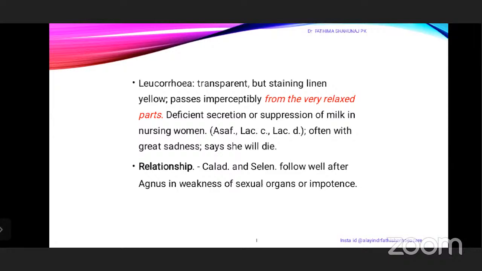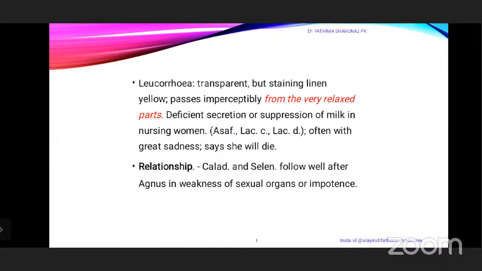And this symptom is often with great sadness that she will die. So in case of Asafoetida, there will be deficient milk with oversensitiveness. And then Lac caninum, loss of milk while nursing without any known cause.